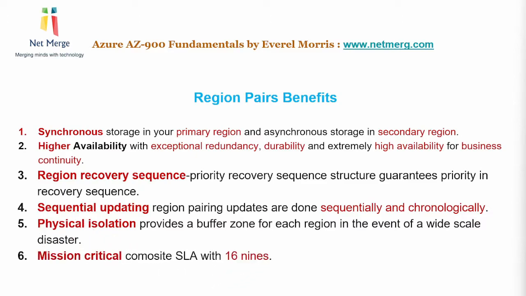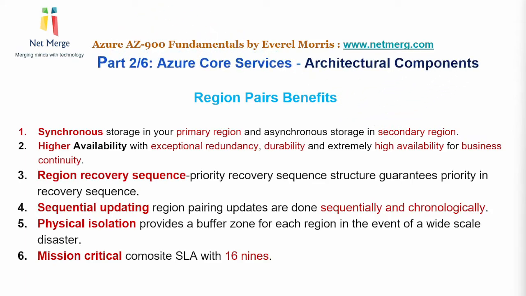Now, the next thing you get with region pairing is what we call composite SLA. You get up to 16 nines for mission critical applications when you combine two regions. So you have an SLA for the first region and an SLA for the second region. When you combine them, you get what is known as a composite SLA with greater availability and better uptime. So that's what composite SLA is, and it is also one of the benefits that you get.